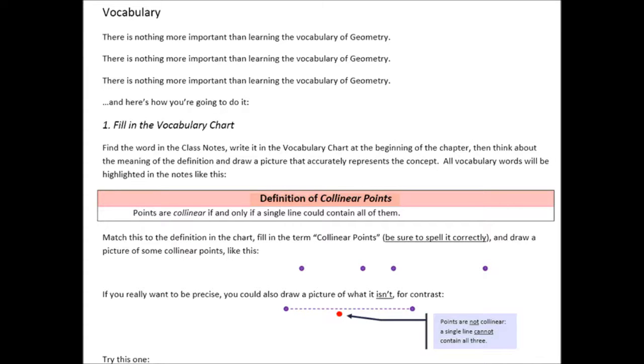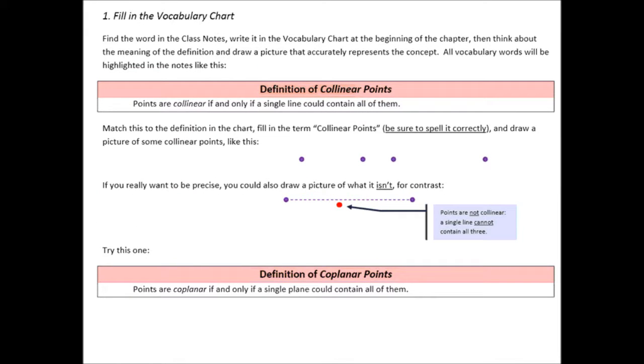It'll be fun. The first way we're going to reinforce vocabulary is through the vocabulary chart. At the beginning of your unit guide, there's always going to be a vocabulary chart. We're going to fill in the definitions, and you get to figure out which words go with them and draw some helpful diagrams. Take a moment and read through this section. You can pause if you need more time.